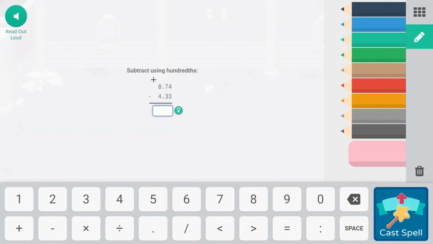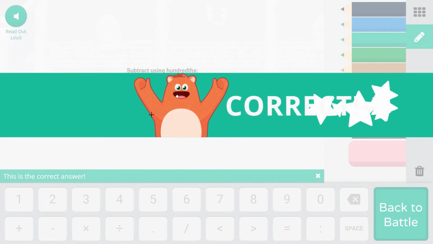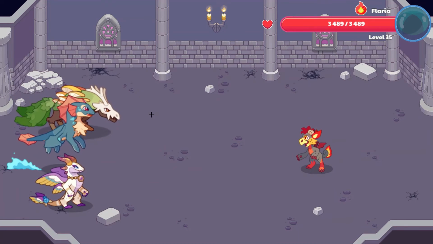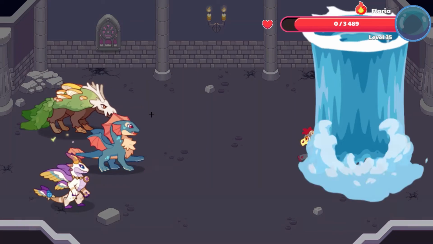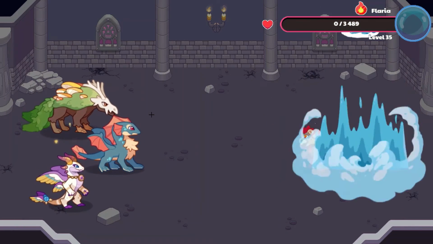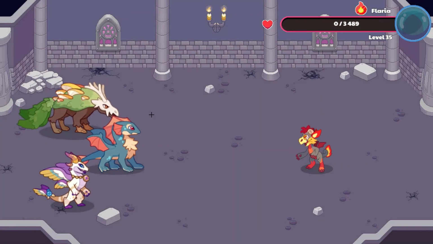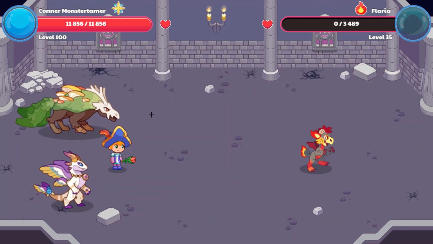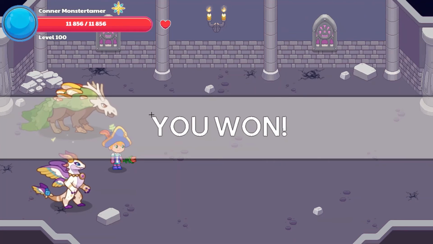So we are going to do 8 minus 4 is 4. And just typing it, it's easier to do this way. 7 minus 3 is 4. 4 minus 3 is 1. So our answer is 4.41. Woohoo, we got it right. And here comes Riptide, ripping a tsunami right all over Flaria. Goodbye, Flaria. Goodbye, goodbye. We won. Woohoo.